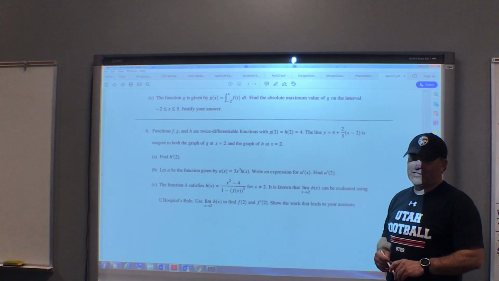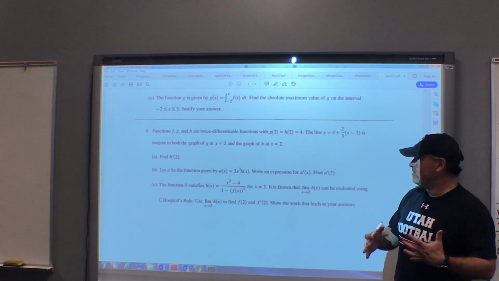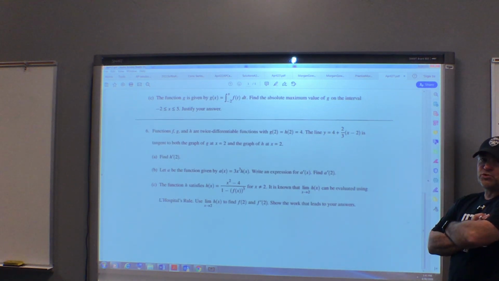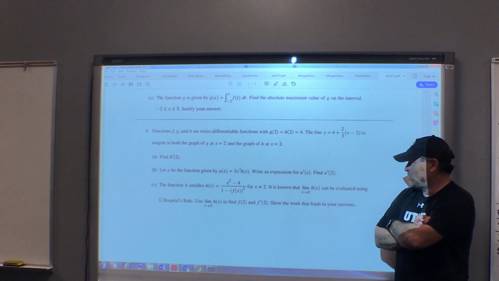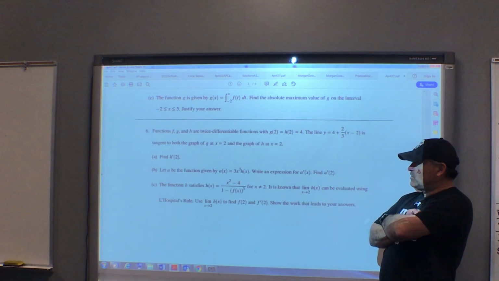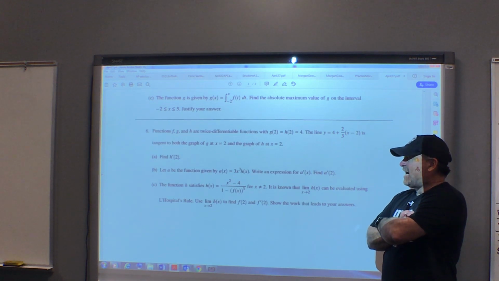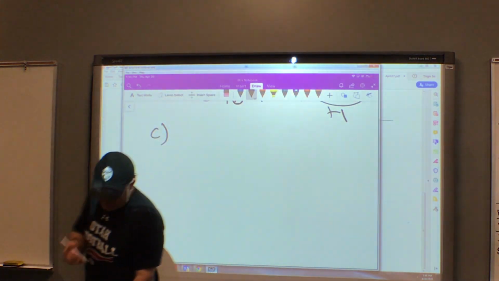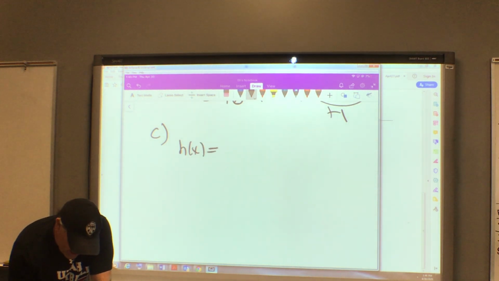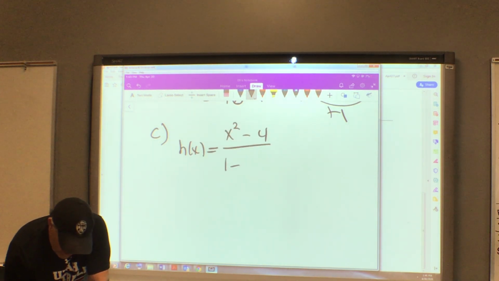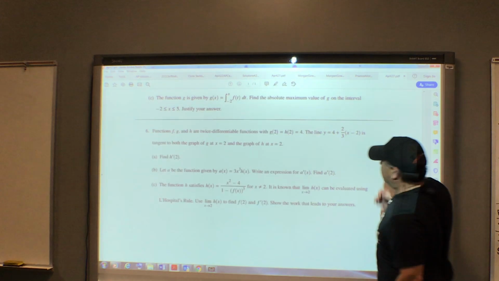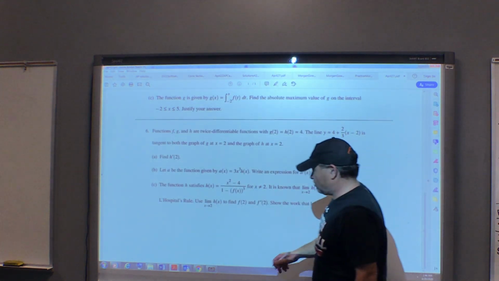Anywhere where you establish that is worth a point. So anywhere where you let them know that you know that this limit is actually supposed to be 4, no matter where you use it or where it comes into play, that's going to get you a point. All right. Now, the fact that they know it's L'Hopital's rule, what that means is that you should see that when you plug 2 into the numerator and the denominator... all right, let me bring this up here. So we have h of x is, I believe, x squared minus 4 over 1 minus f of x, quantity cubed. Let me double check and make sure I wrote that down. Okay, I did. That's proper.